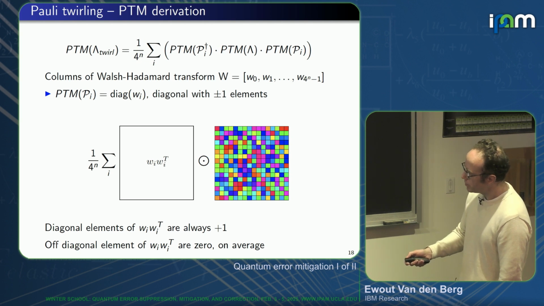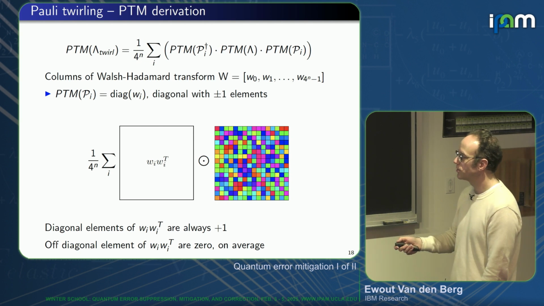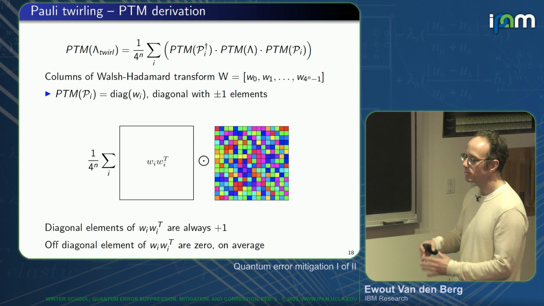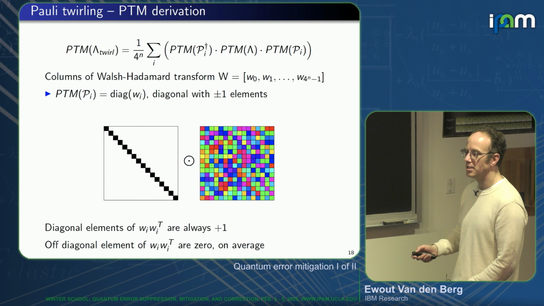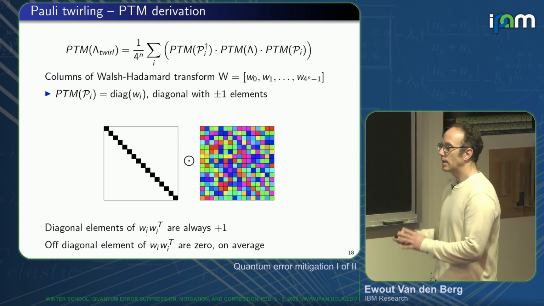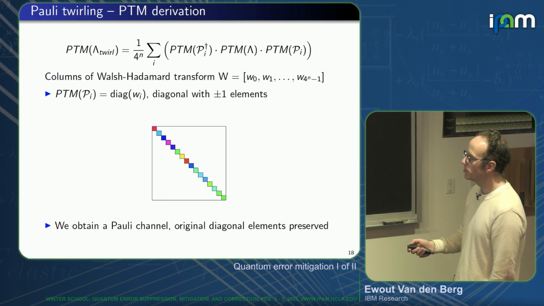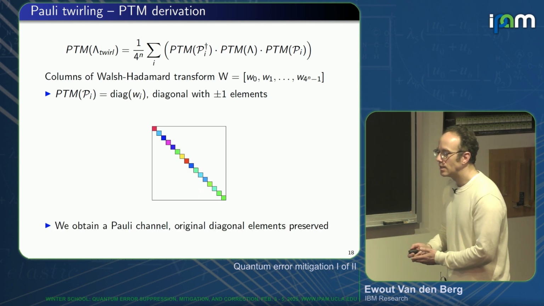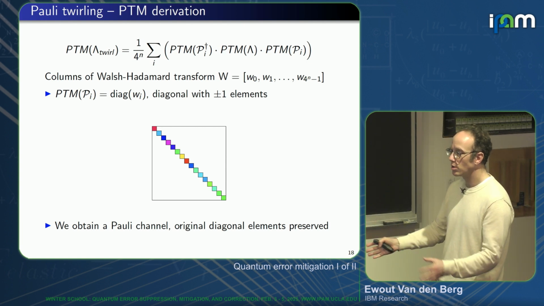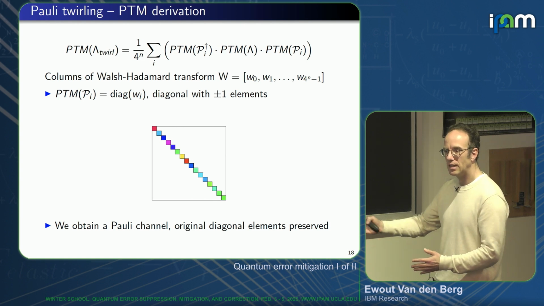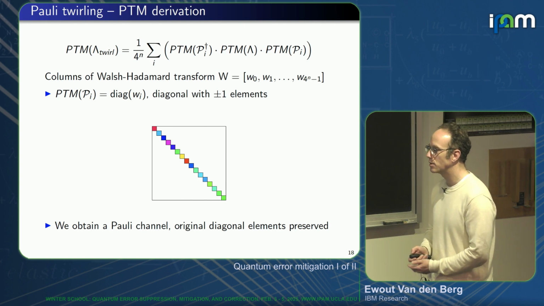And it turns out that if you take the average over all of these i's, 50% of the time this is a +1 and 50% of the time it's a -1, so they cancel out. So what you end up with for the off-diagonal part is just an identity matrix. Now we're doing element-wise multiplication, so we end up with a diagonal matrix, and this is a Pauli channel. So by applying this twirling, you can map any operator or channel to a Pauli channel. That's very convenient.